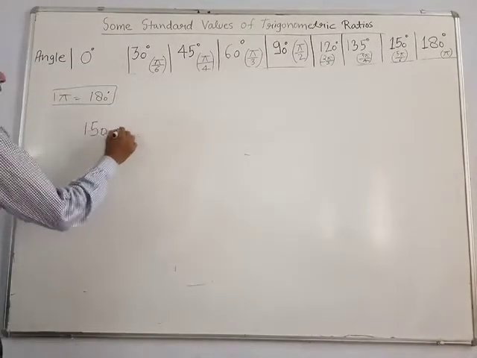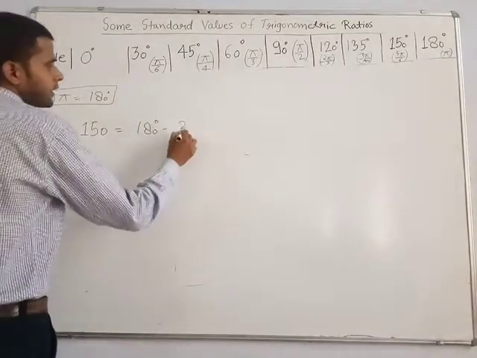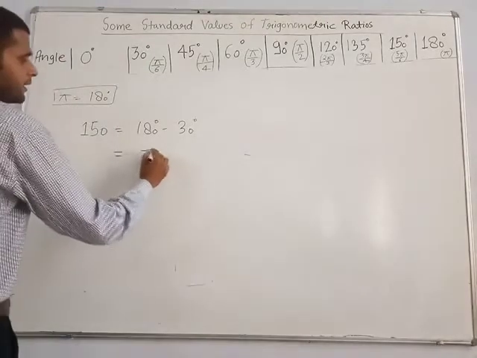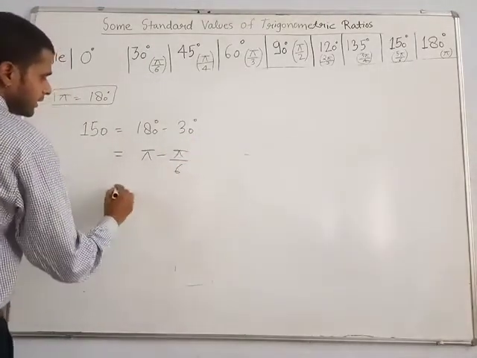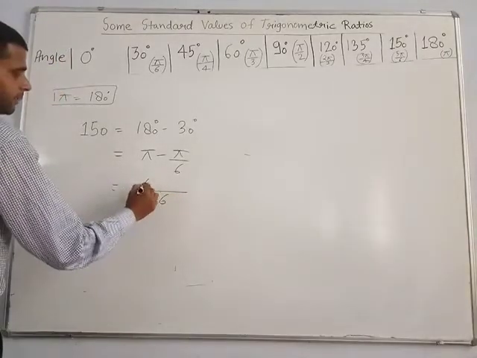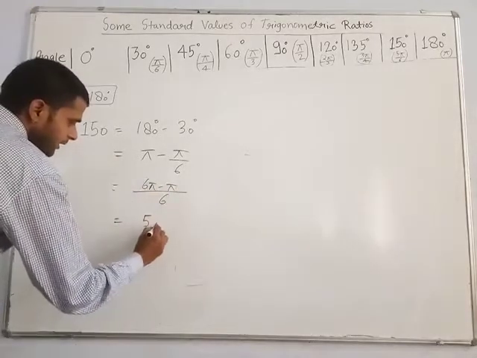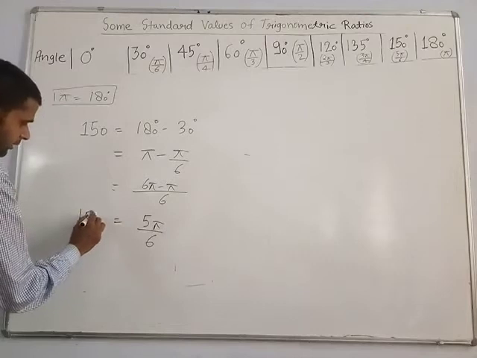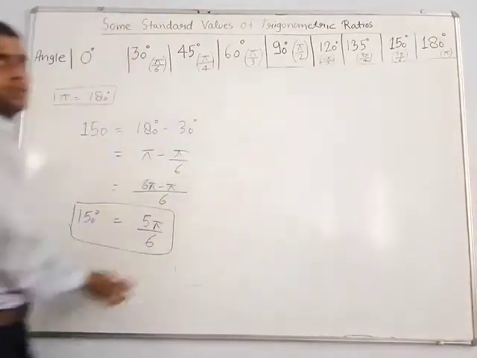150. How can we write 150? 180 minus 30 degree. So 180 is pi and 30 is pi upon 6. You have to take LCM. 6 pi minus pi, that is 5 pi upon 6. So the value of 150 is 5 pi upon 6.